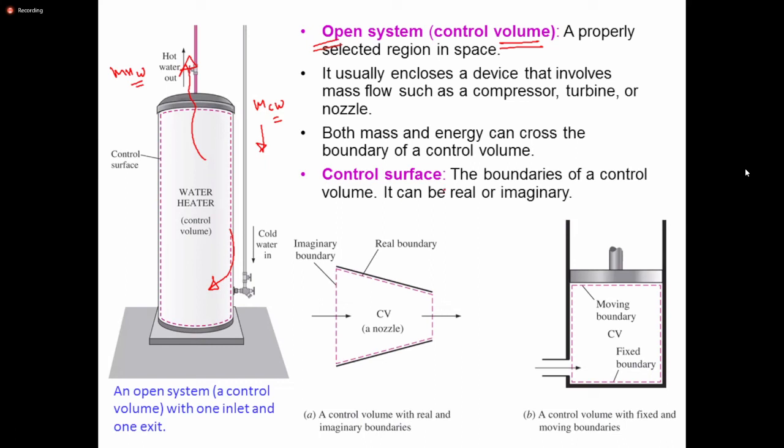The control surface, the boundaries of a control volume, is basically what we call the control surface, and this can be imaginary or a real boundary. For example, a nozzle. In the case of a nozzle, we have this boundary and this boundary. So this is called the real boundary. But here the properties are different. At the inlet, properties are different, and at the outlet also.